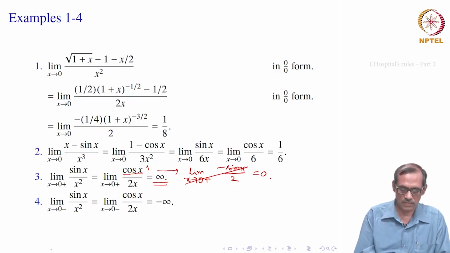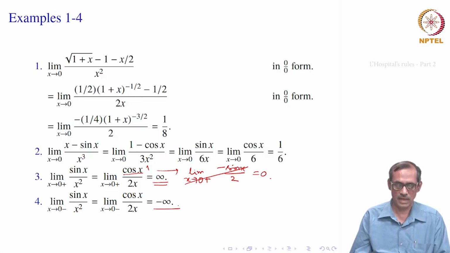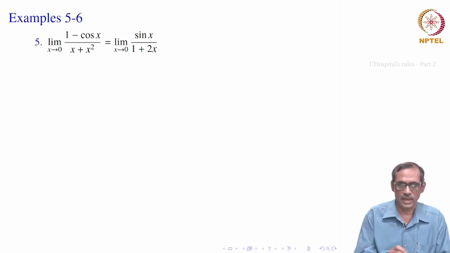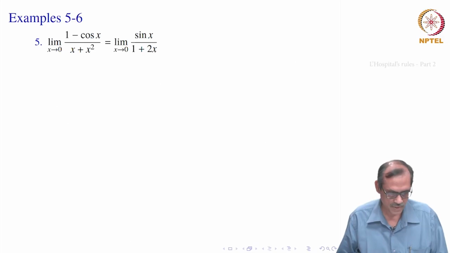Now, let us see the fourth one. The fourth one is similar to that. We have sin x by x square, that is in 0 by 0 form, that gives cosine x by 2x, x goes to 0 minus. So, when x is negative, cosine x of course is 1, this gives negative. So, it becomes minus infinity. Right. So, the limit as x goes to 0 of sin x by x square does not exist, neither even infinity nor even minus infinity. Okay. So, let us see the fifth one.